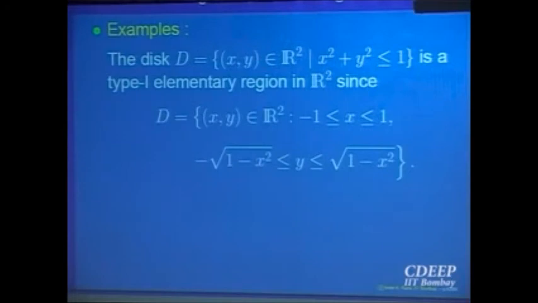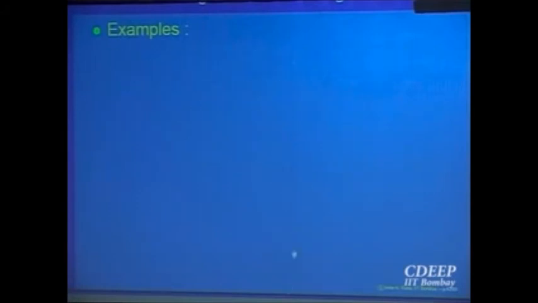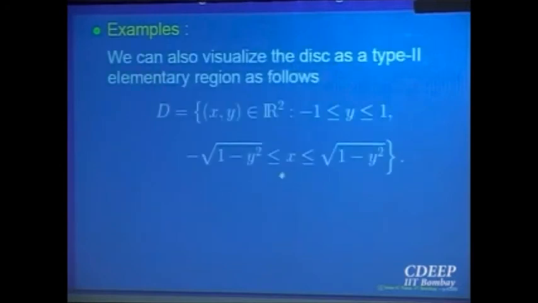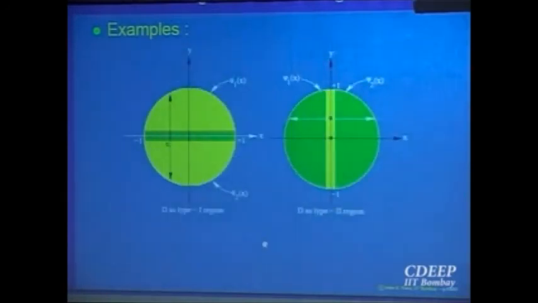For example, this unit disk is an elementary domain of type 1 as well as of type 2, because now I can take y to be between minus 1 and 1 and look at how the x coordinate varies as a function of y. Here we have computed y in terms of x, and we can compute x in terms of y. So you can write it that way. So the unit disk is an elementary domain of both types, okay? In the picture it will look like this.